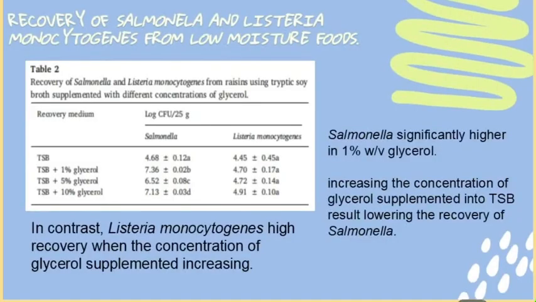I will touch on the result of recovery of Salmonella and Listeria monocytogenes from low moisture food. In table number 2, we can see that Salmonella is significantly higher in 1% of glycerol. Increasing the concentration of glycerol supplemented into TSB results in lowering the recovery of Salmonella. But in contrast, Listeria monocytogenes has high recovery when the concentration of glycerol supplemented is increasing.